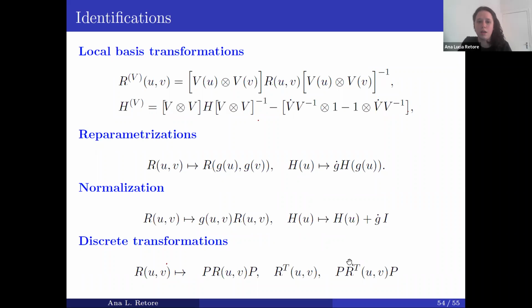So in the sense of which solutions are independent, it's just that there are many transformations you can do in R that keep Yang-Baxter invariant. That's basically what I mean. You can do basis transformations, reparametrizations, some discrete transformations using P and transposition. So all these keep Yang-Baxter invariant.